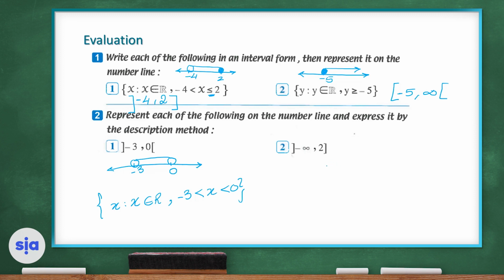Next, the number line: here's 2 closed, and it's going all the way towards negative infinity. How can we describe this? We can make it x, where x belongs to R, where x is less than or equal to 2.